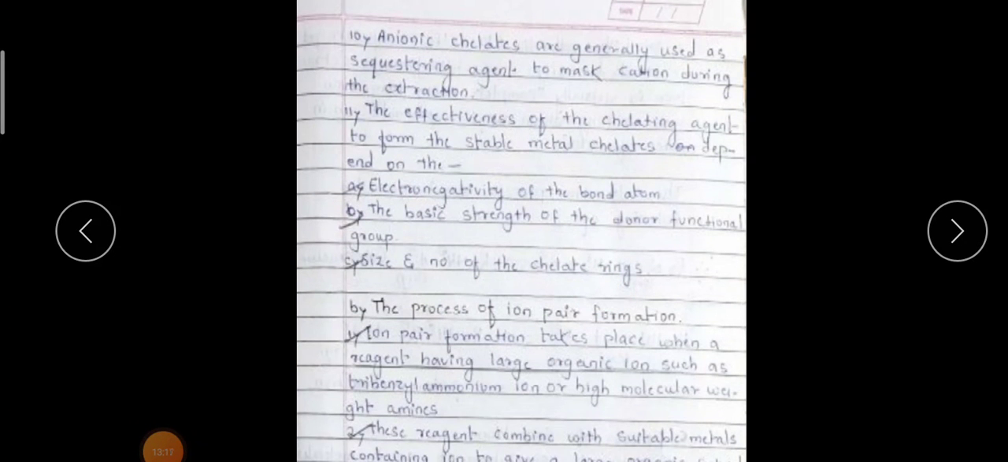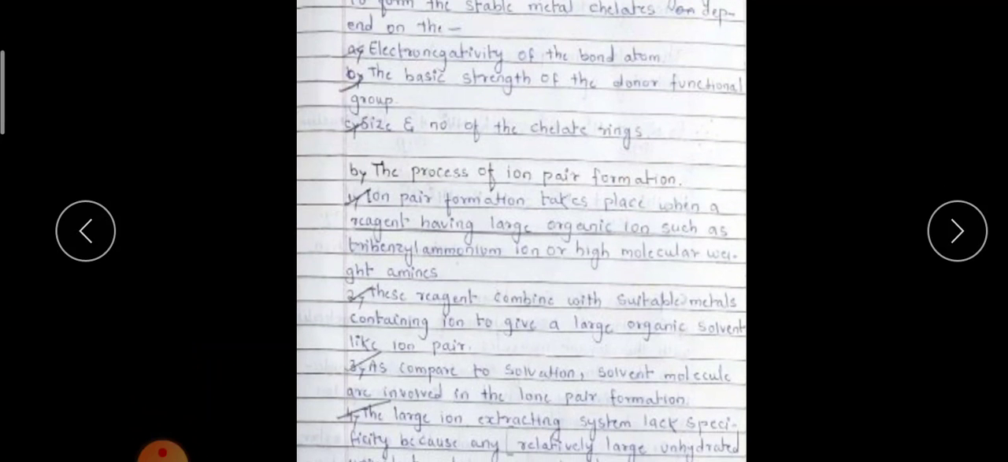Anionic chelates are generally used as sequestering agents to mask cations during the extraction. The effectiveness of the chelating agent to form stable metal chelates depends on the electronegativity of the bond atom, the basic strength of the donor functional group, and the size and the number of chelate rings.